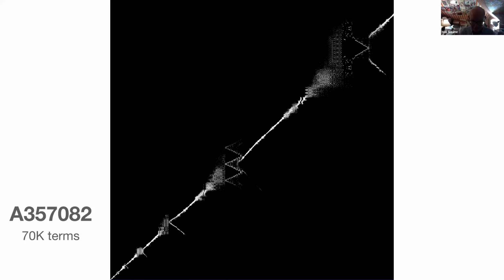It's sequence 357082, thanks to Scott Shannon. It's the weirdest thing I've seen in a long time. That's 20,000 terms. And here is 70,000 terms. I'll stop there. Any questions?